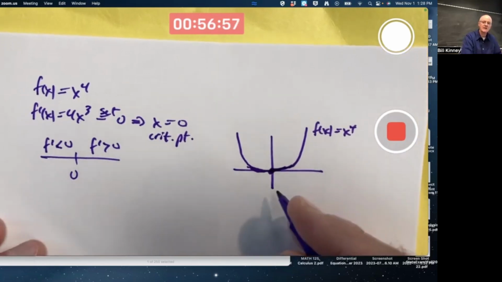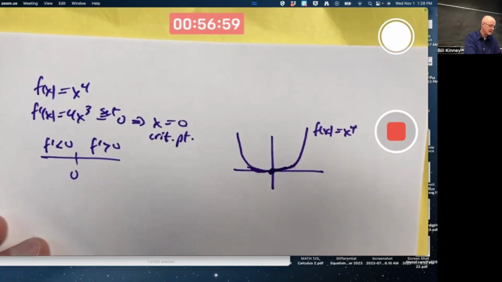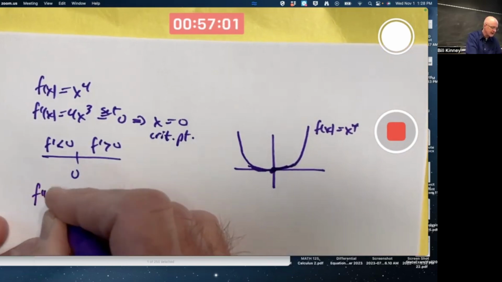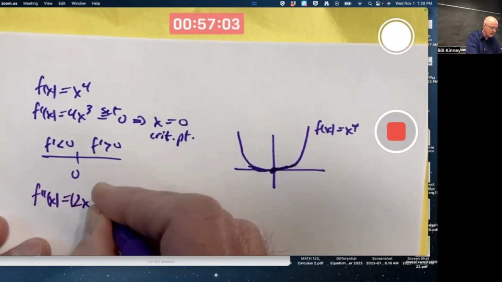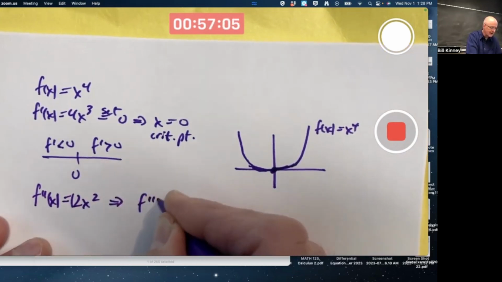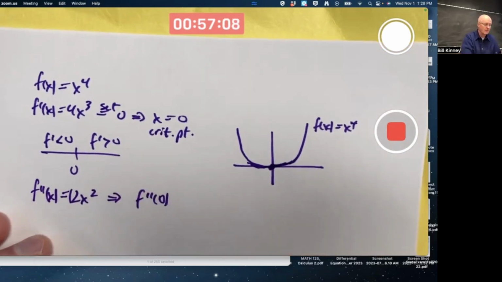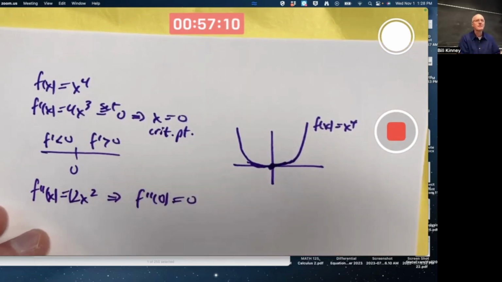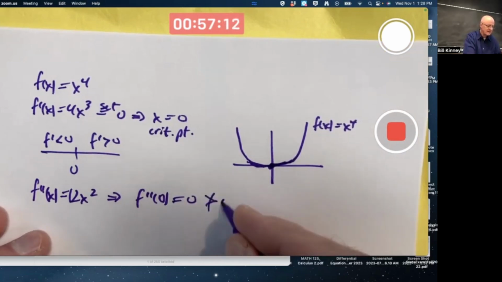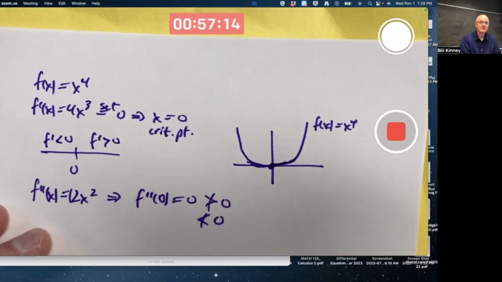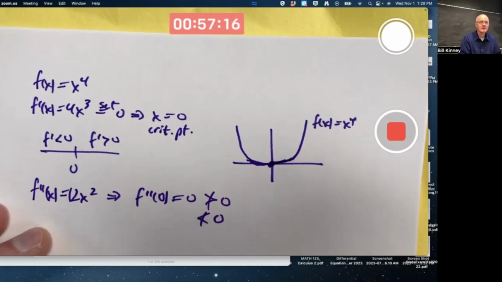However, if you try to use the second derivative test here, it will tell you nothing, because the second derivative is 12x squared, and if you plug 0 into that, you do not get a positive or a negative number. You get 0, which is not positive, and it's also not negative. So technically, the second derivative test is telling you nothing.